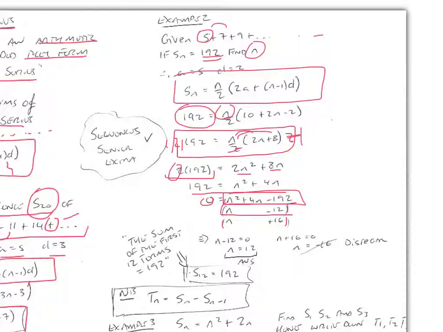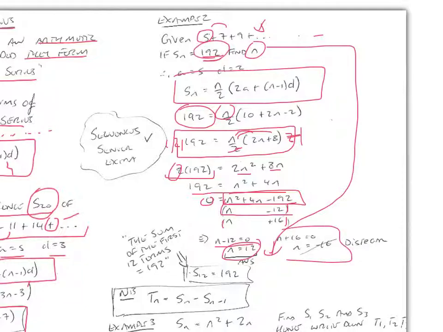We let n minus 12 equal 0, so we get n equals 12. So that means that if we add 12 terms of this arithmetic series, we'll get 192. Now we've also got n plus 16 equals 0, and n is minus 16. We can't add minus 16 terms, so we'll disregard that. So the sum of the first 12 terms is equal to 192.